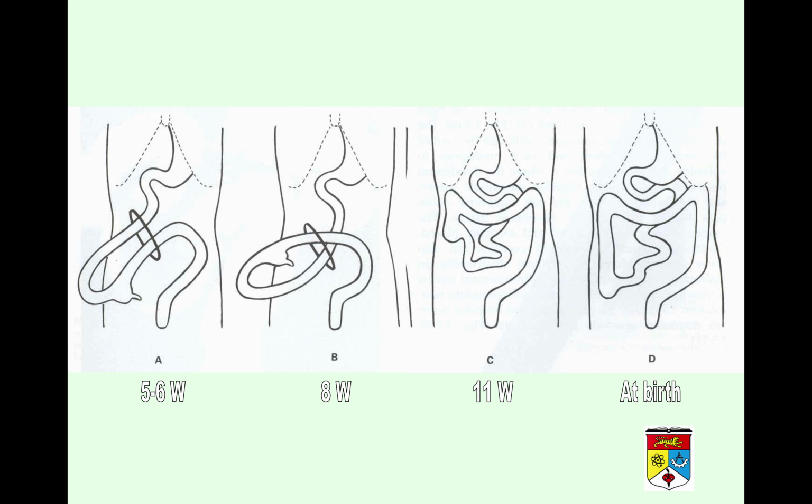because the twist is related to the axis of the SMA, and when this happens, there is obstruction, there is no blood supply going to the bowel, and the bowel gut is ischemic. So that's why it's a surgical emergency. This is much related to the understanding of the embryology of the midgut.